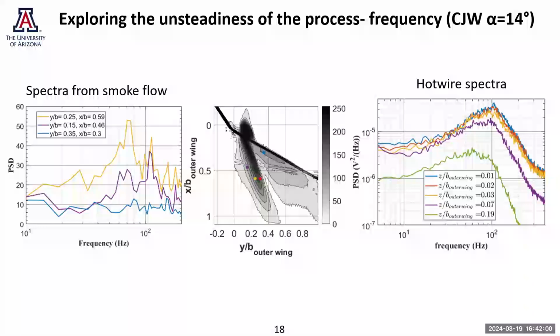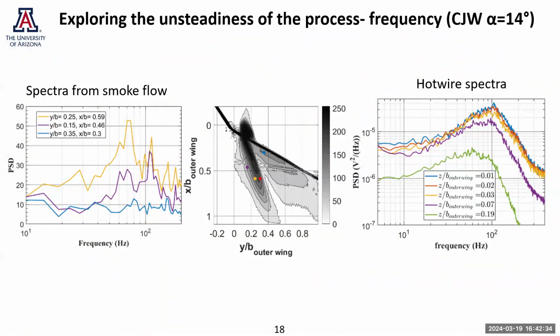Now, we have these time-resolved smoke images, so might as well do some spectra on it. We choose a couple of locations, and when we do spectra at these locations, we see two peaks, one in the neighborhood of 60 to 70 hertz and one in the neighborhood of 100 hertz. When we did hot wire measurements, we do see those two peaks as well. When we are closer to the surface, we see peaks in the range of 100 hertz. And when we are away from the surface, we see peaks in the range of 50 to 70 hertz.